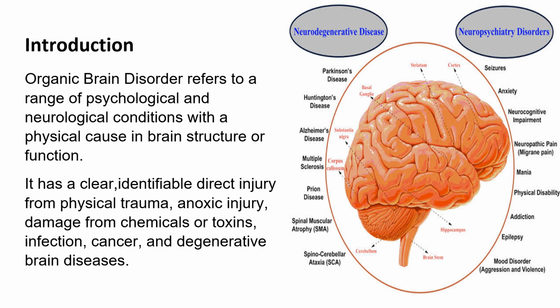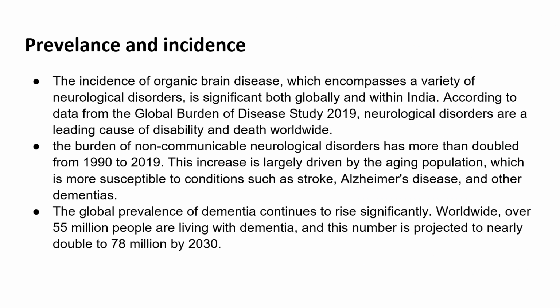So, organic brain disorder, what does it refer to? It refers to a range of psychological and neurological conditions with a physical cause in brain structure. So, there is going to be an identifiable injury, or there can be any trauma, direct trauma, any chemical injury, any neurotoxin, any degenerative brain disease which can lead to the symptoms that we can see in organic brain disorder. All right. So next we'll move on to the prevalence and incidence.